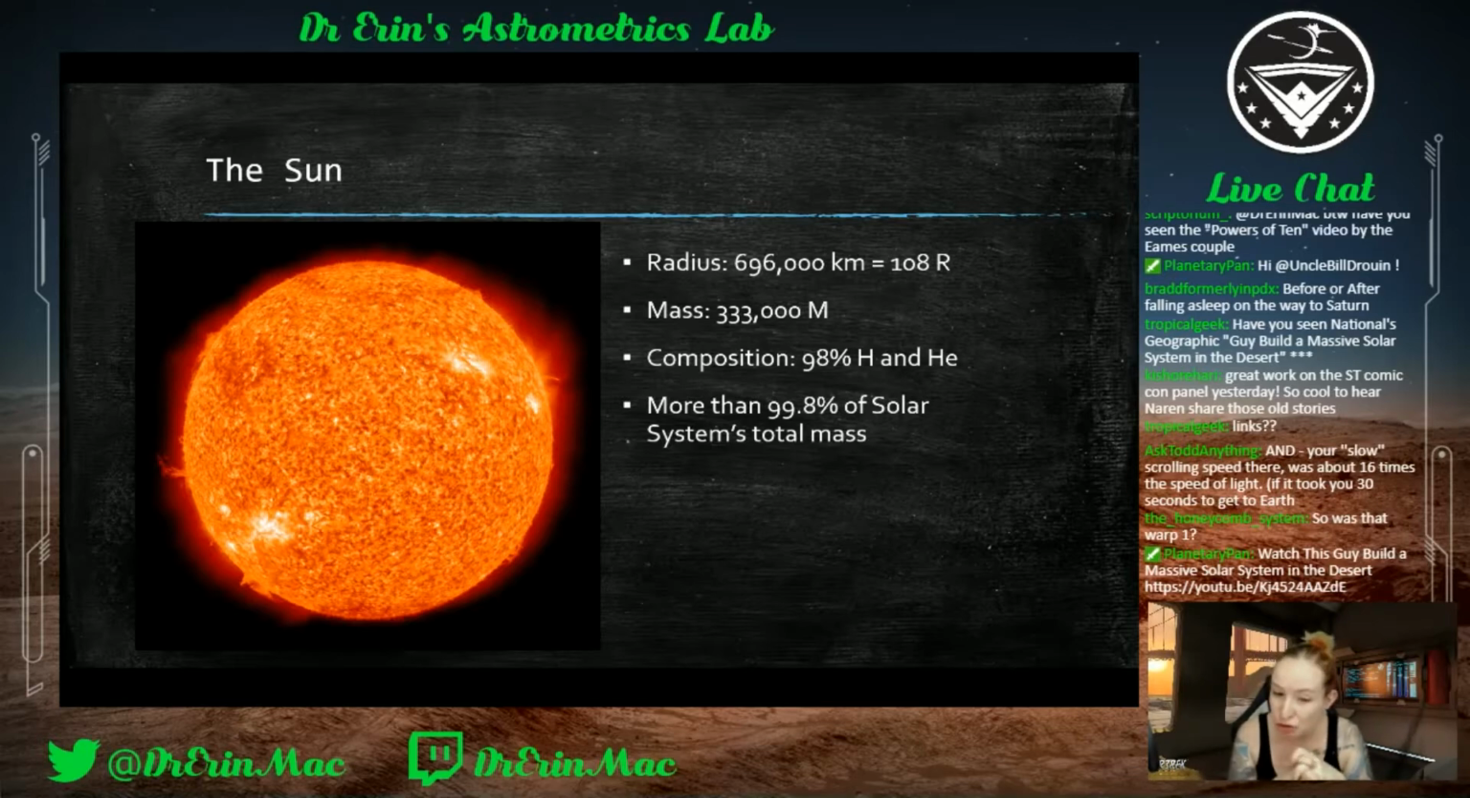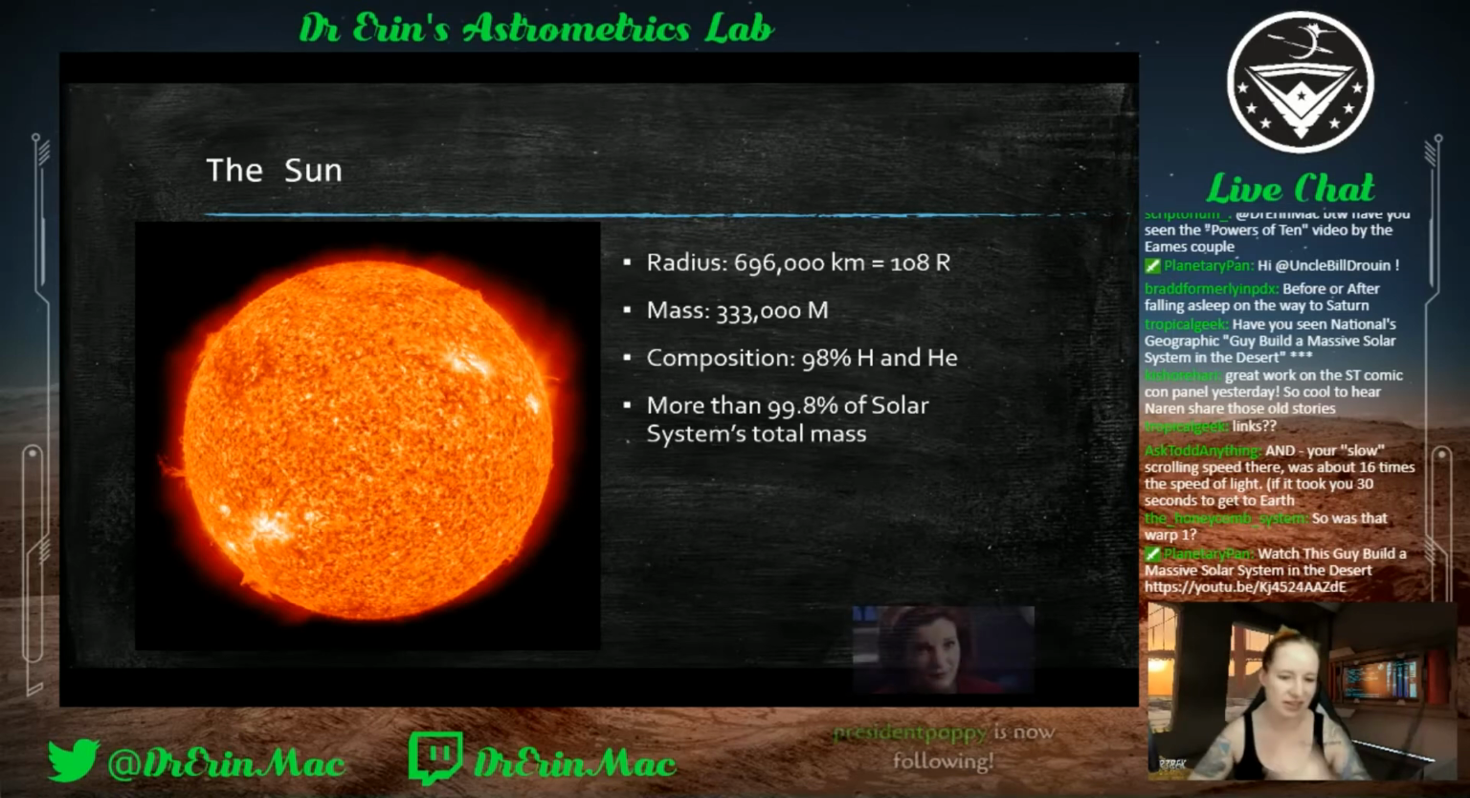And the coolest fact about the sun is that it takes up more than 99.8% of the total mass of the solar system. So if you lay out everything in the solar system, the sun is almost all of it. And that's why its gravitational presence dictates everything. All the planets, all of the asteroids, everything goes around the sun.